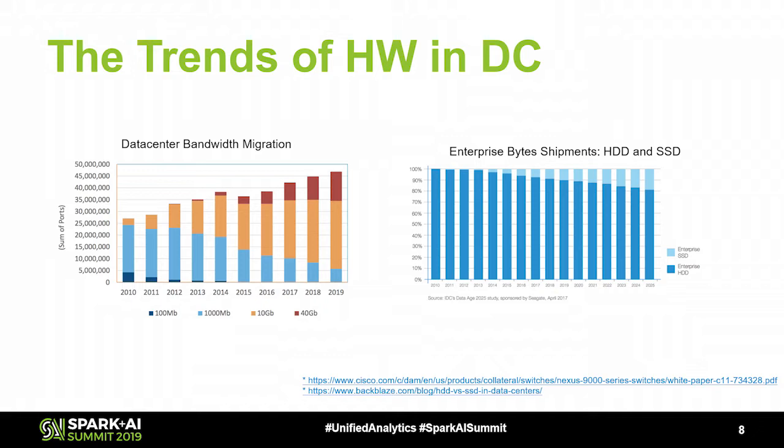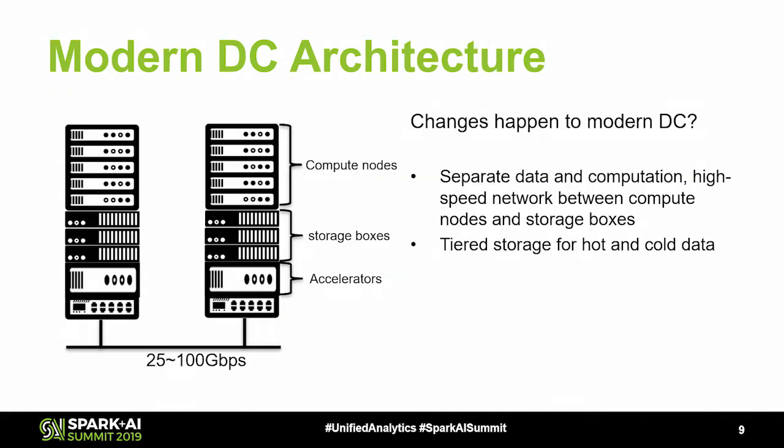Also for storage in the data center, as shown on the right side of the chart, this is data from Seagate, which shows that from year to year the share of SSDs is increasing, and HDD is not the only choice in data center storage. So using tiered storage with different kinds of storage can mitigate the gap between memory and disk. The changes in hardware significantly affect the data center, especially the cloud architecture.